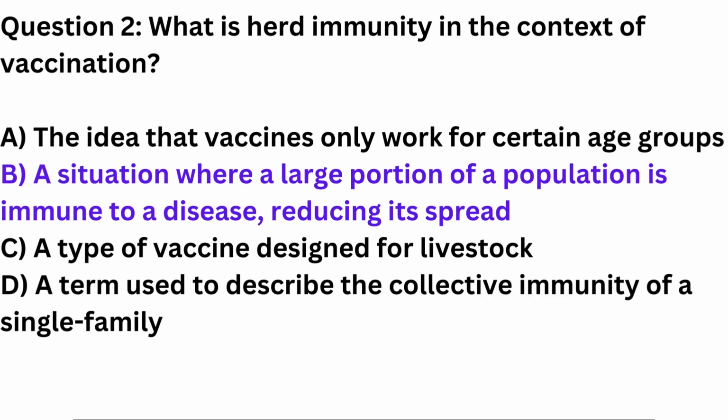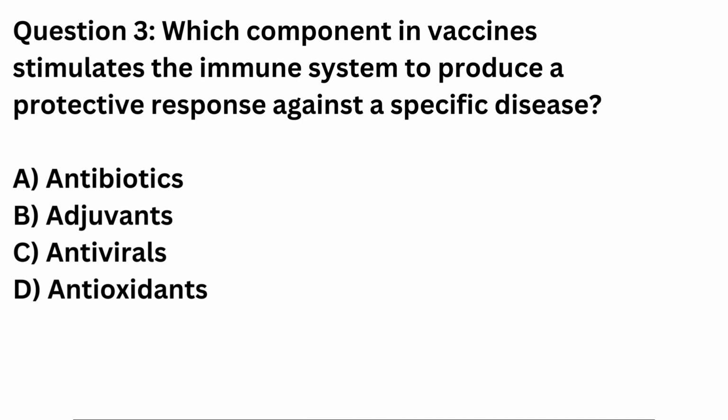Correct answer, B. A situation where a large portion of a population is immune to a disease, reducing its spread. Question 3. Which component in vaccines stimulates the immune system to produce a protective response against a specific disease?